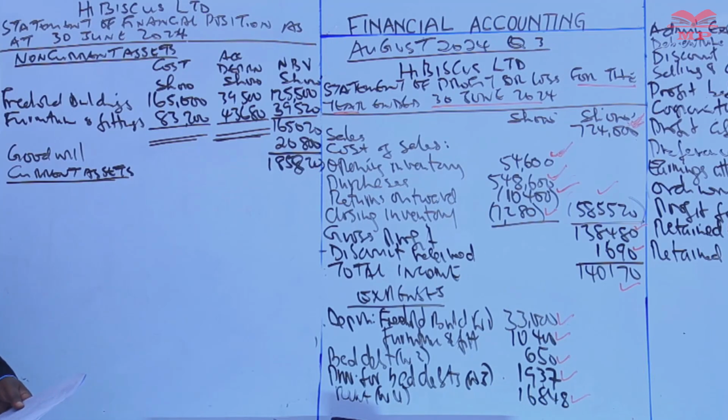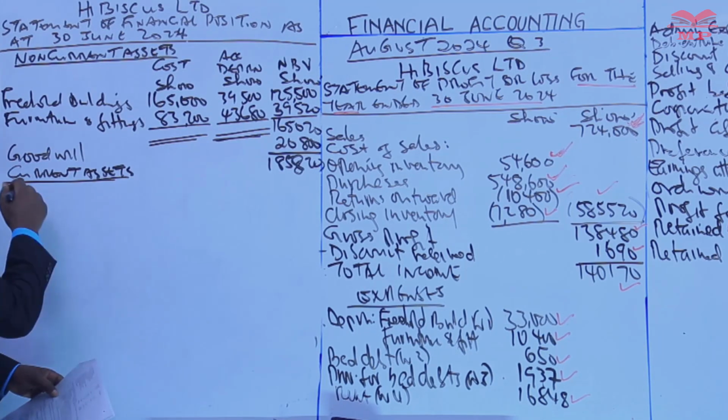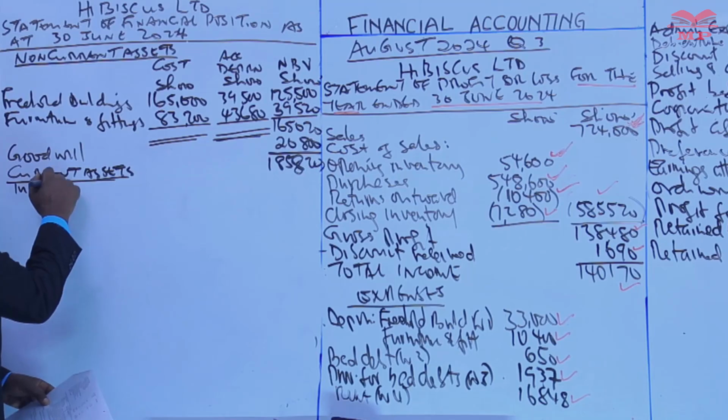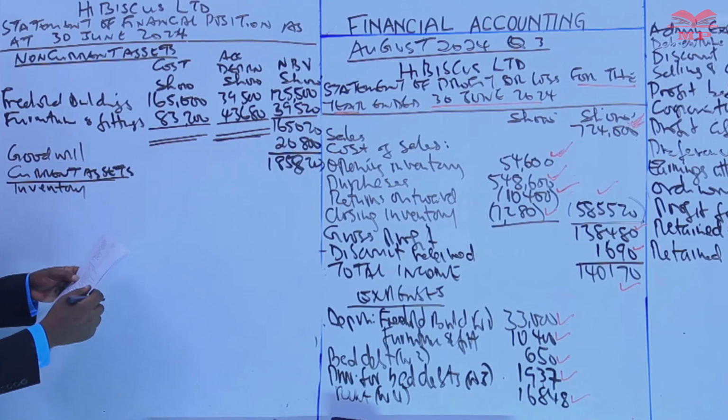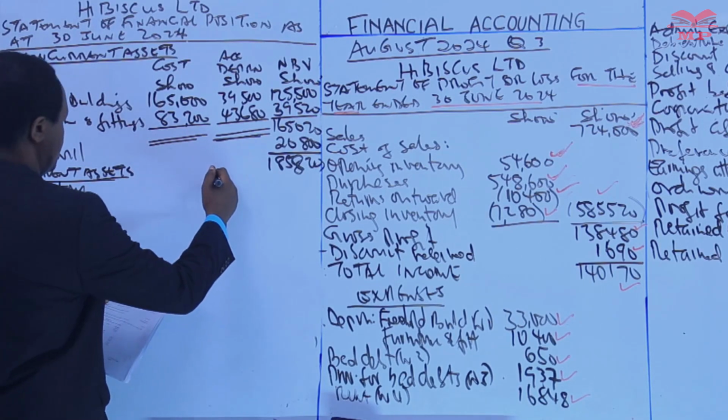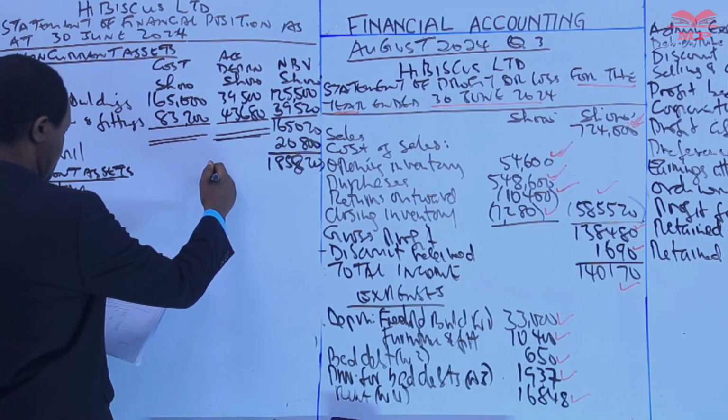We begin with the inventory. Inventory under additional information. Closing inventory is how much? Closing inventory, note number 7. We write it here. 7,280.